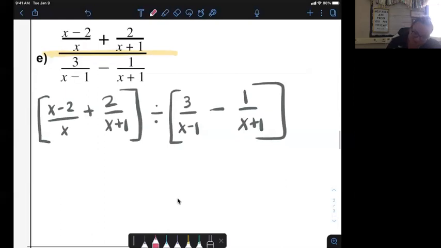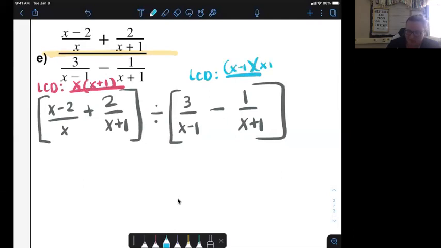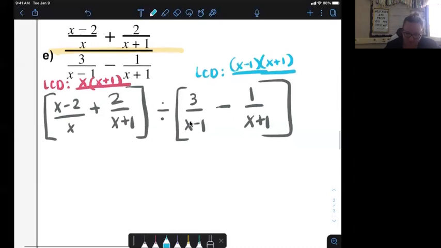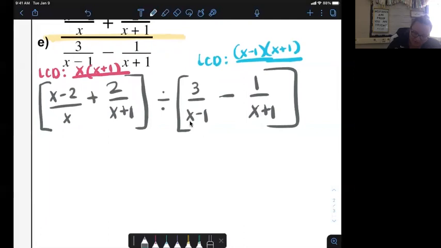All right, so this time, the least common denominator for (x minus 2)/x and 2/(x plus 1) is going to have to include an x and an x plus 1. Our least common denominator for the x minus 1 and x plus 1 is going to have to include (x minus 1) and (x plus 1). Notice I put those in parentheses because for least common denominators, we want to be multiplying those things together.